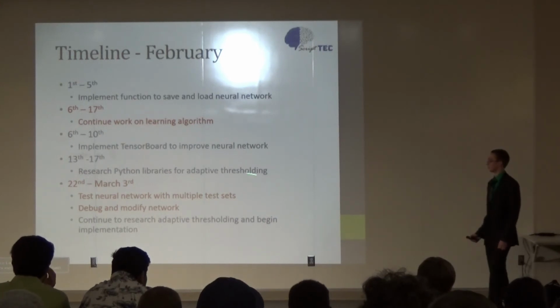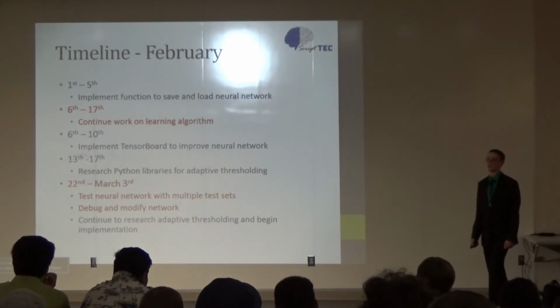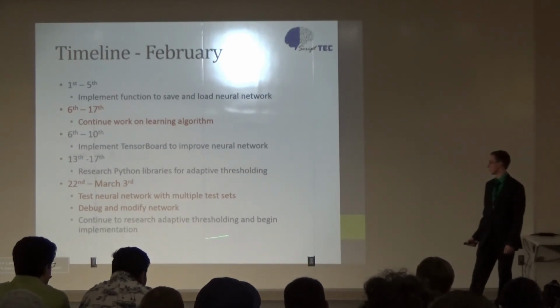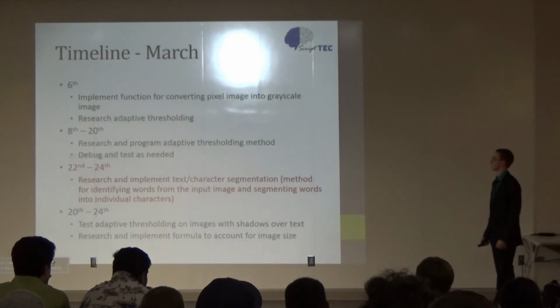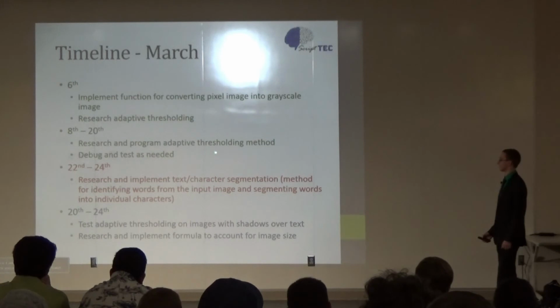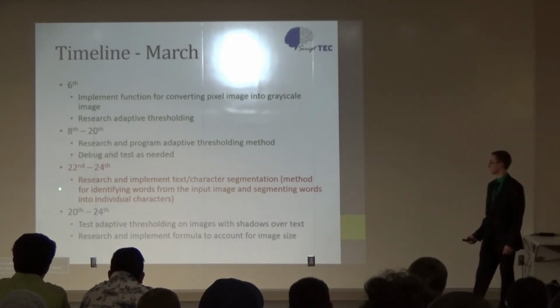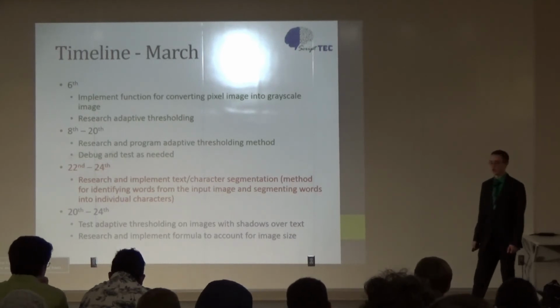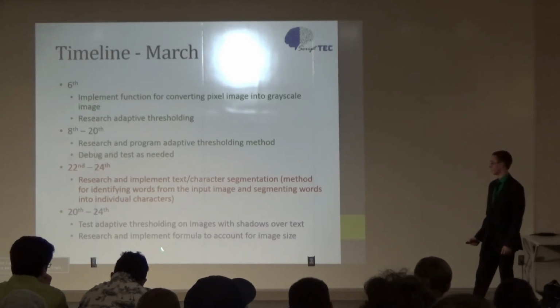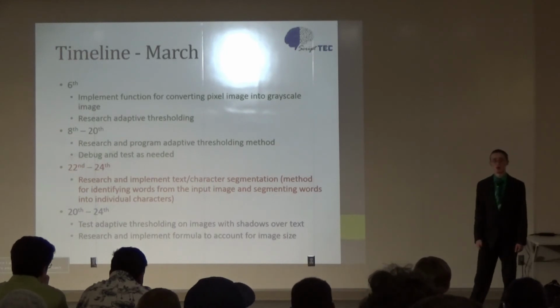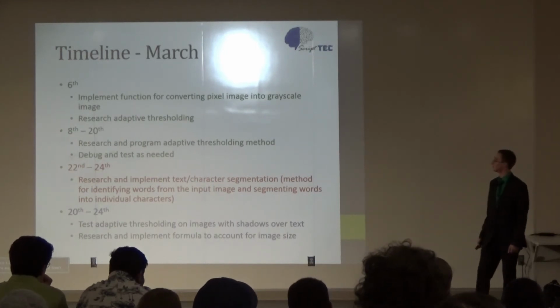Then in the middle of February, I began working on the adaptive thresholding, the other important part of my project. And I continued to research adaptive thresholding, finding OpenCV, which is what I ended up using. Then here in March, this is where I finished implementing adaptive thresholding. And I had planned to start implementing text and character segmentation. But this is where I found the problem of the shadows in the text and solved that with adaptive thresholding. And then the image size, I had to account for that as well. So that pushed me back just a little bit on my timeline.